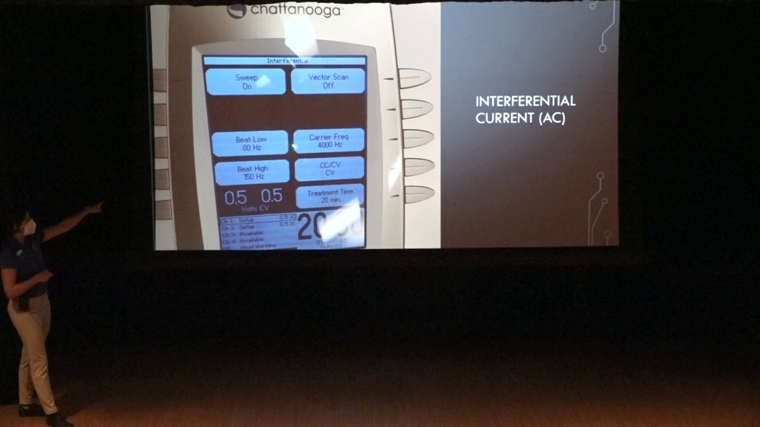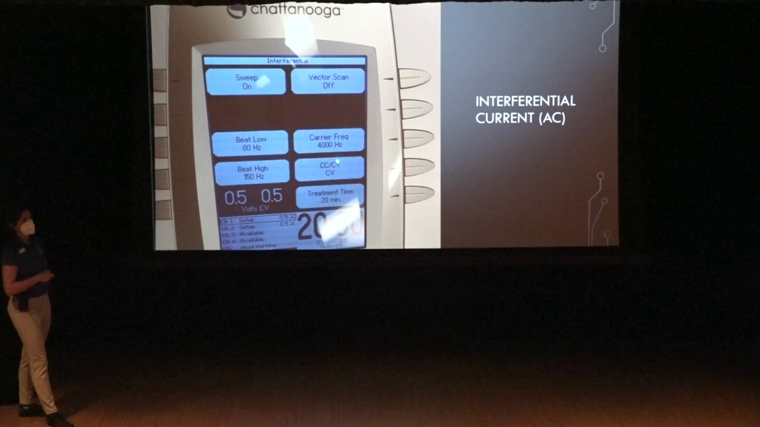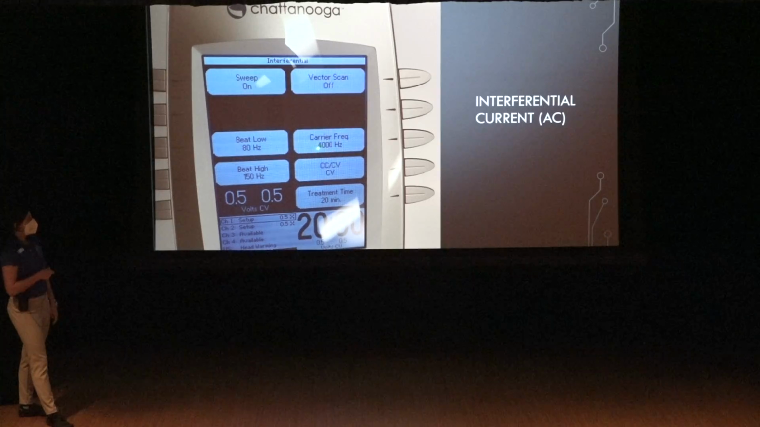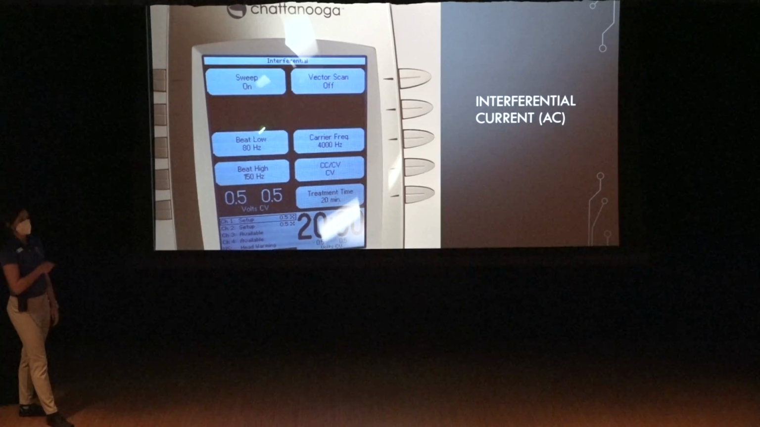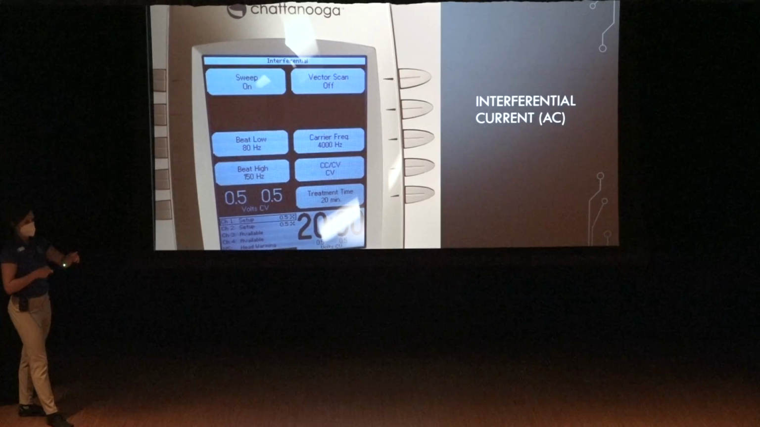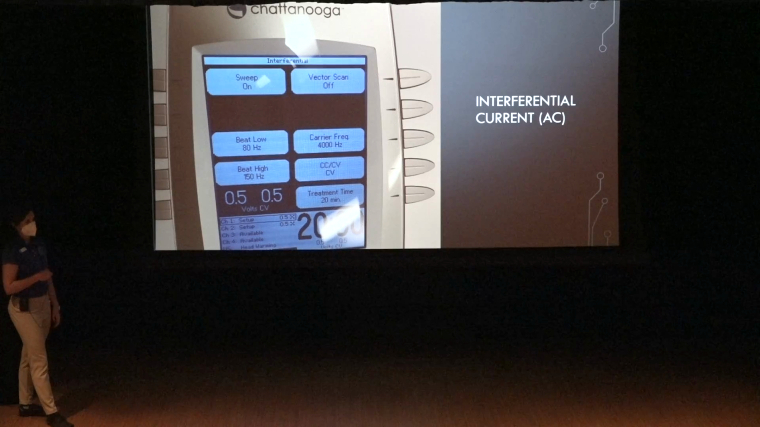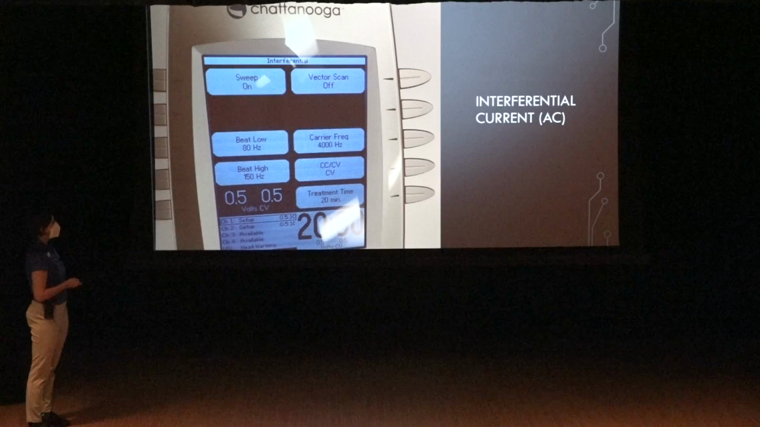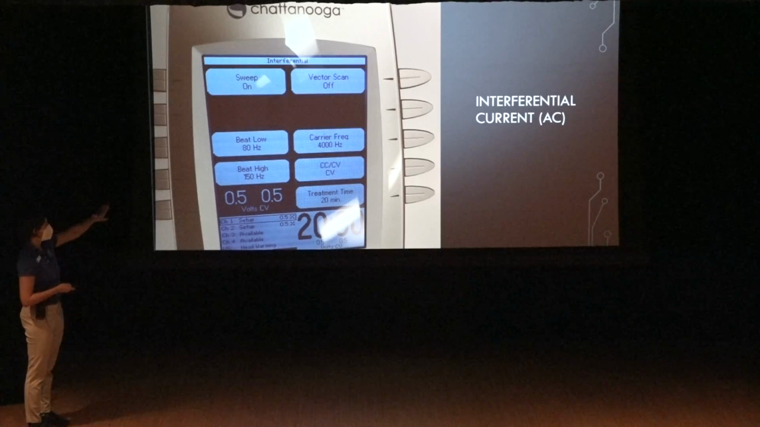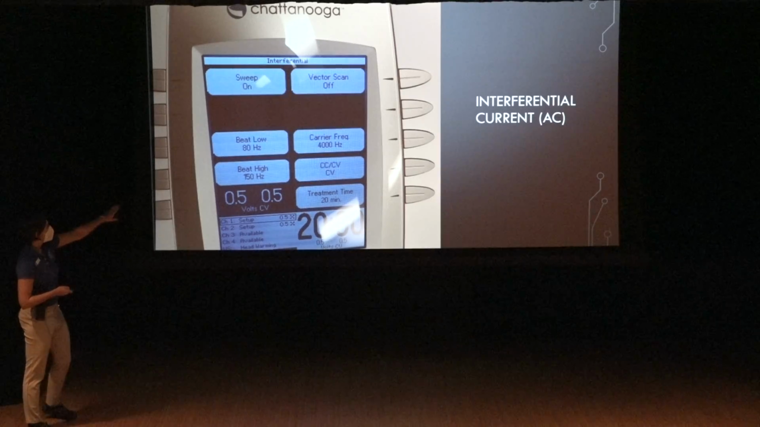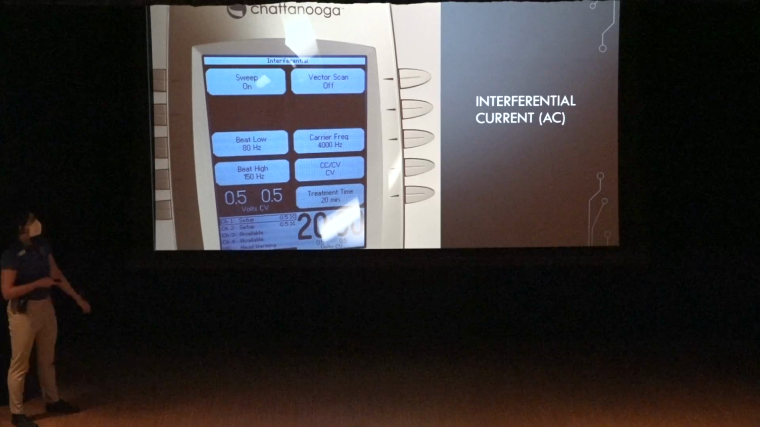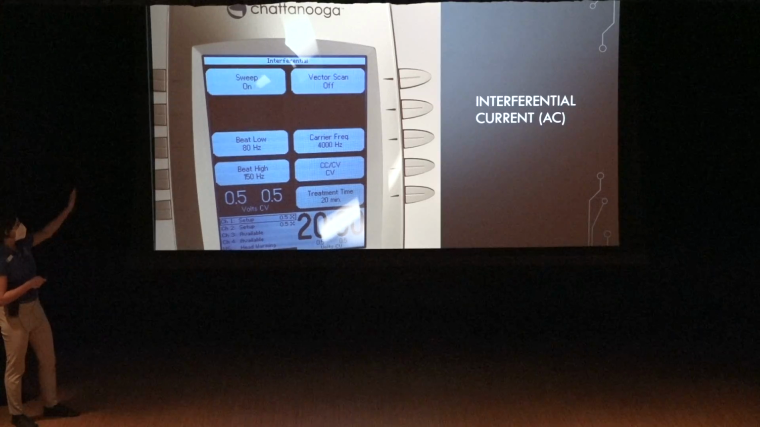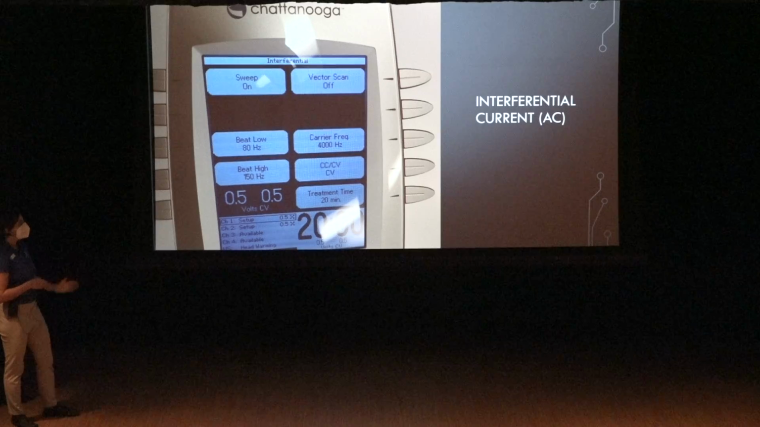So in this case, the higher one would be 4,080. The lower one is 4,000. The difference between the two is the beat frequency, which you see on your sheet. And so you don't really have to worry about this. I just wanted to point out what that was, because it's confusing. So you're looking at the beat frequency. And with interferential, there's a beat low and a beat high. And this is just a modulation, so it goes between the two. Okay?